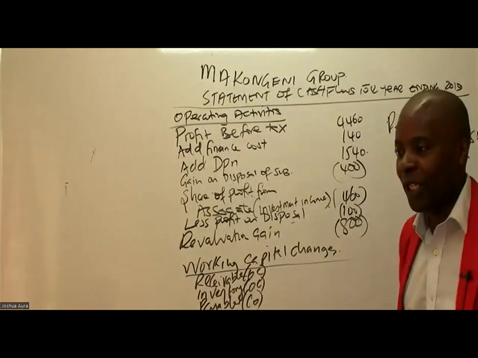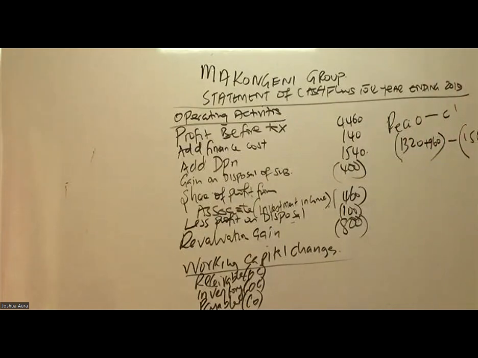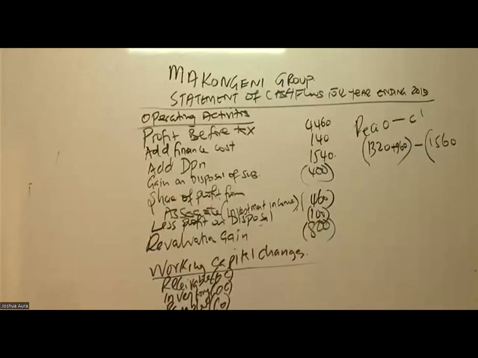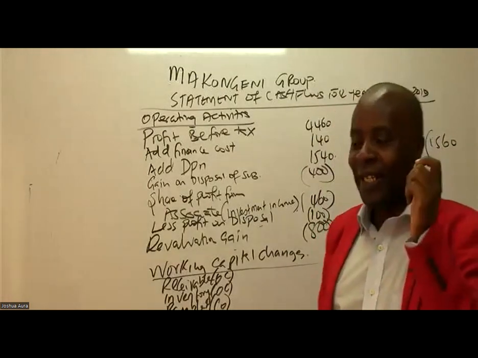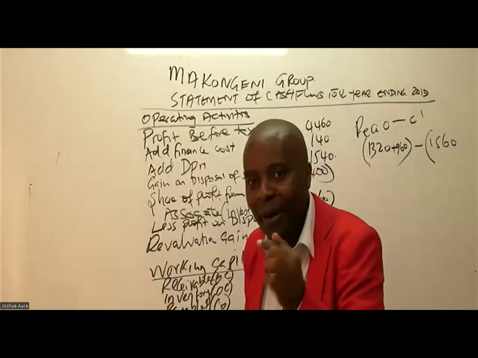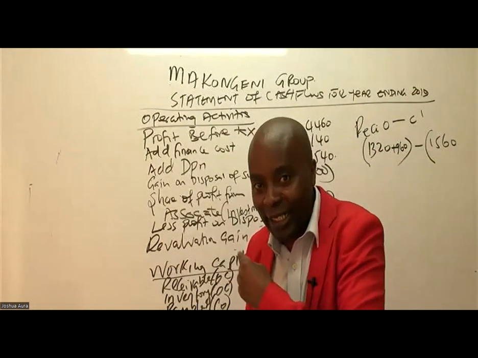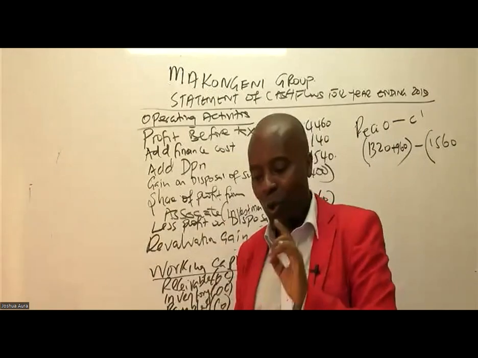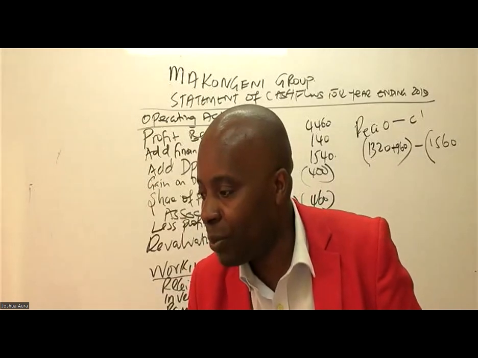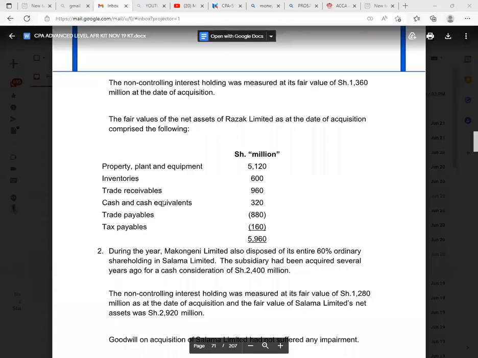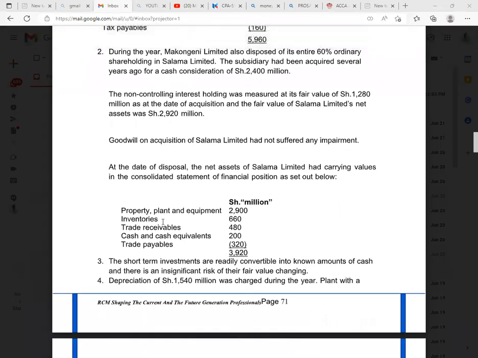So in the opening, please put 960 there, put bracket, minus closing. Be careful with closing. For closing, ladies and gentlemen, you must also ensure that if there was any disposed subsidiary, the disposed subsidiary's receivables must also be factored in, must be subtracted, because it went with some receivables. So do we have any subsidiary that was disposed? Oh yes, Salama was disposed. Does it have receivables? Yes, 480. You can see at the date of disposal, Salama had receivables of 480.